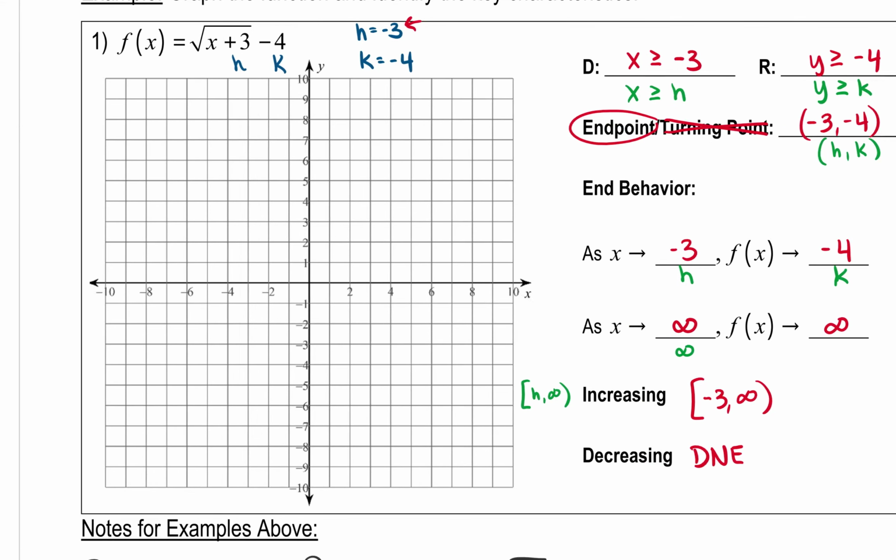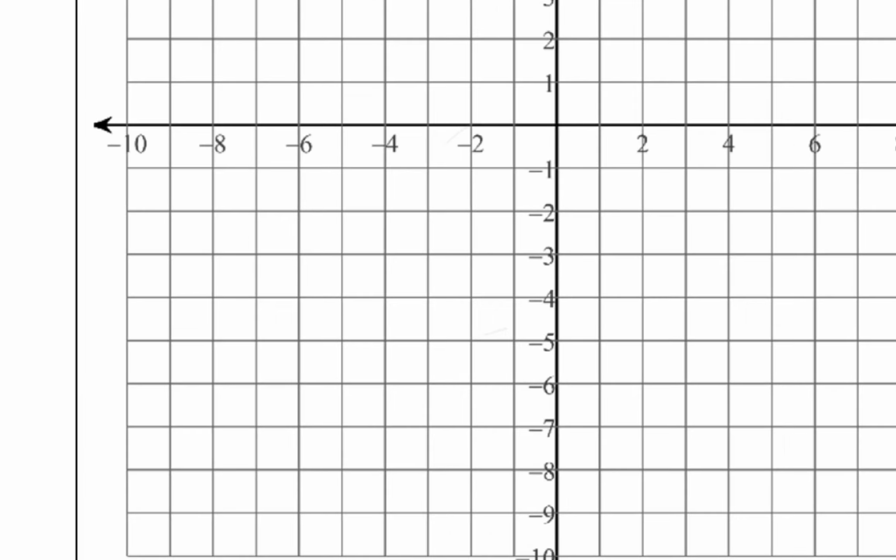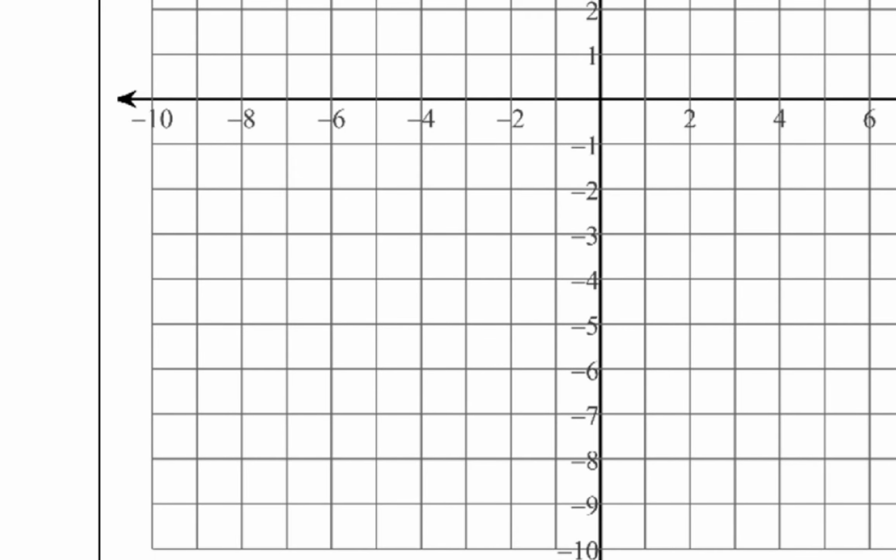All right, last thing I got to do is actually graph this thing, okay? So I kind of use my answers to help me out. First one is my endpoint. That's where I want to start. That's the point that my graph starts and goes from there. So if my endpoint is -3, -4, I'm going to go down here and graph -3, -4, right here.